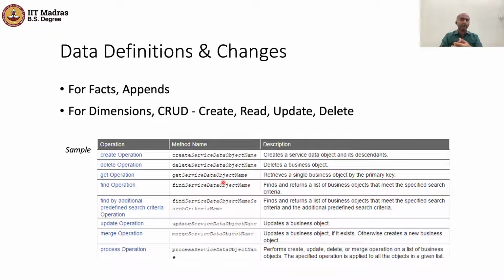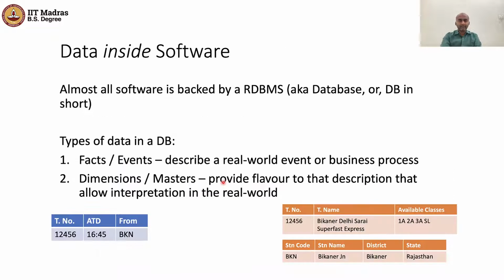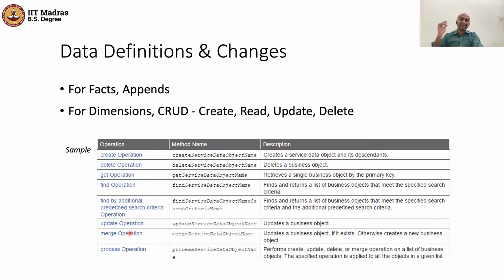An append into a table looks like insert into table values. So the example that we saw of train departed from a particular station is just an entry into a table which is recording all the train departures. I don't need to look at any other data in order to record that fact. That's why it's called an append.